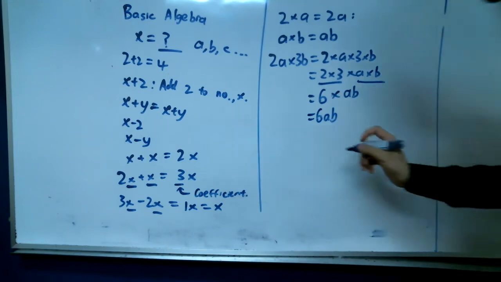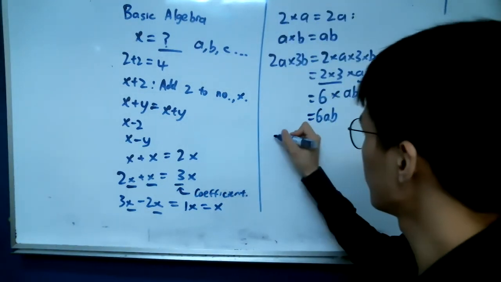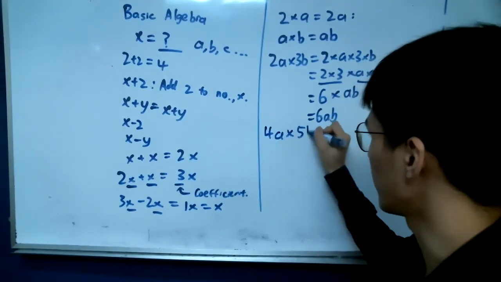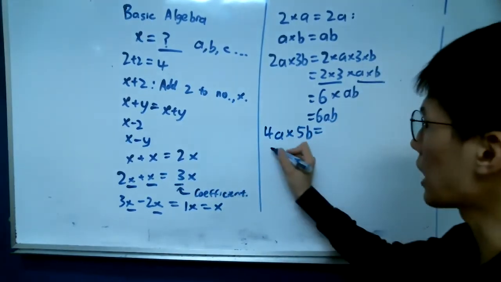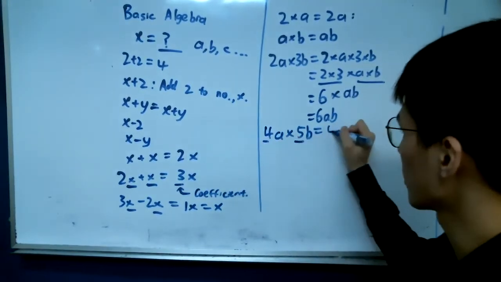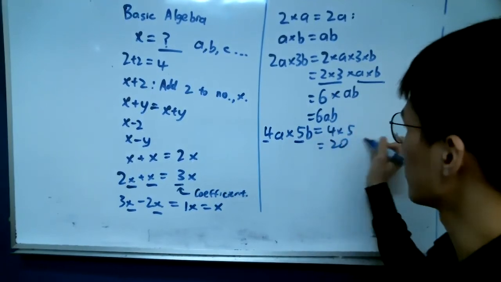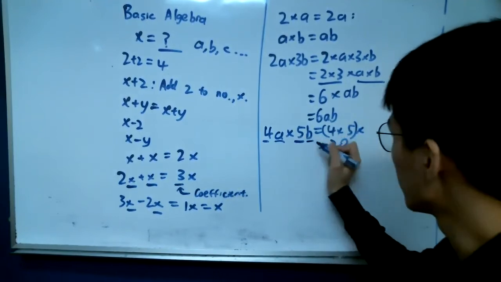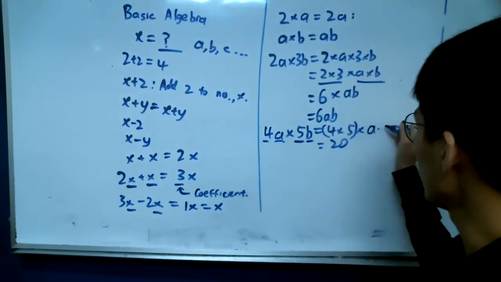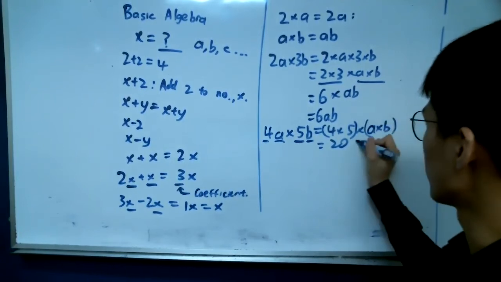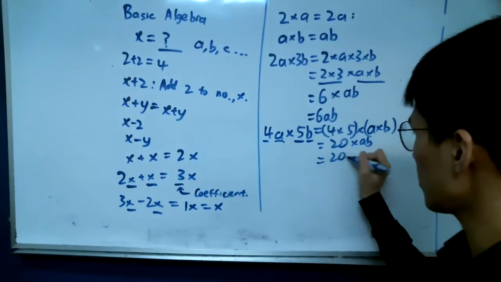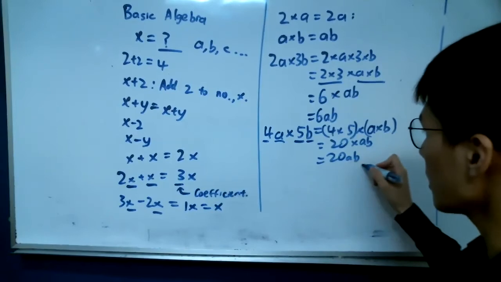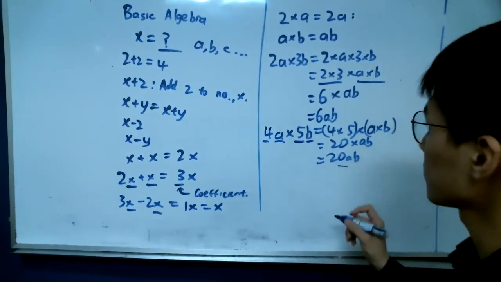In other words, if I have a coefficient and an algebra times another coefficient and an algebra, what I do is I multiply the coefficients together first. 4 times 5 equals 20. And I multiply this with the 2 algebraic alphabets multiplied together, a times b, which gives us ab. You don't have to write all this. If you can get straight to this step, then that's good enough.